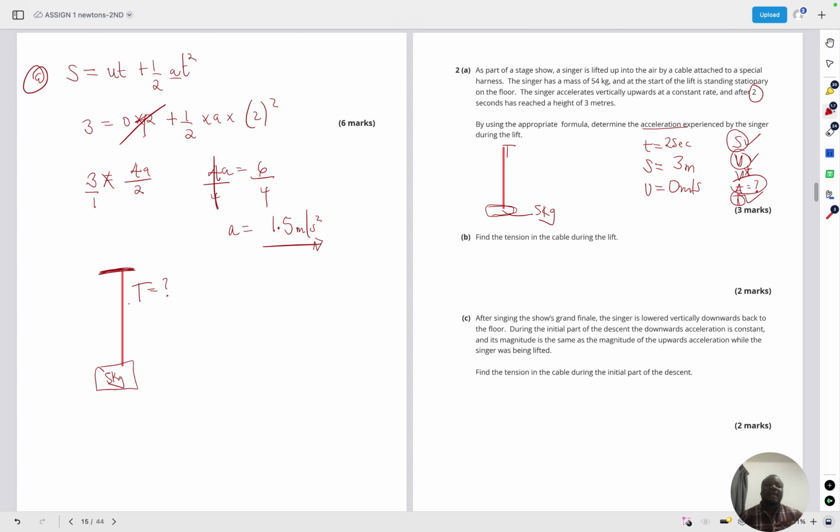Remember this guy was going up. The question says he's being lifted up. Now the weight of this thing here is actually 54 g. So this was meant to be 54, so this should be 54 kg.